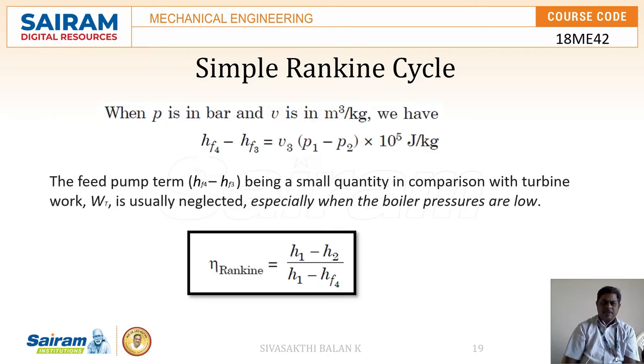If you substitute all these things in the previously derived Rankine cycle efficiency, we get the final output as efficiency eta equals H1 minus H2 divided by H1 minus Hf4.